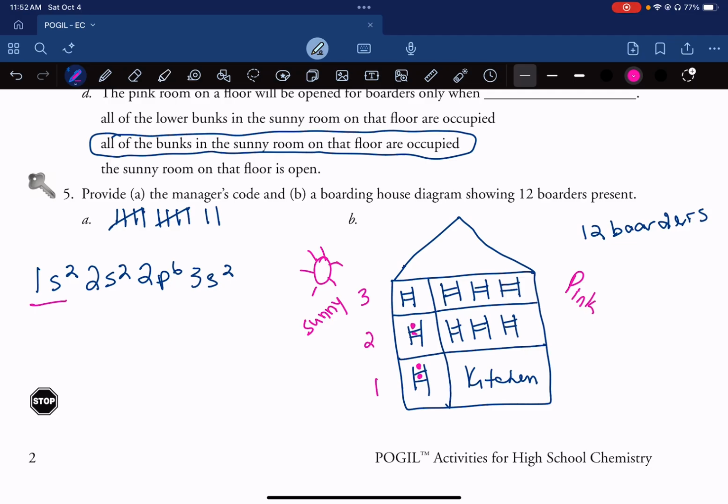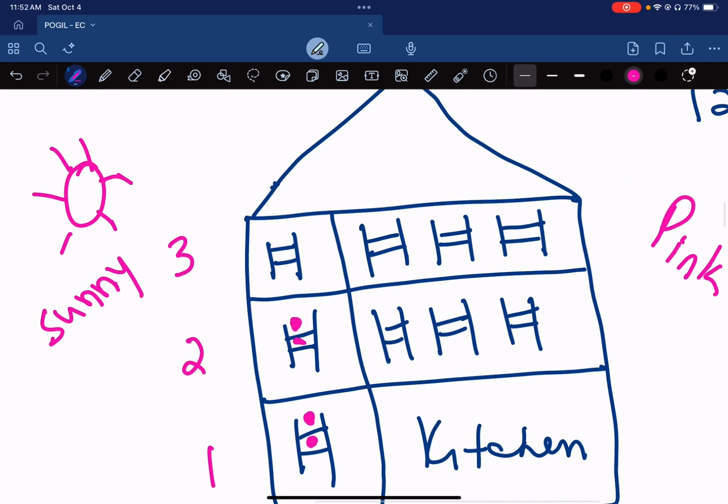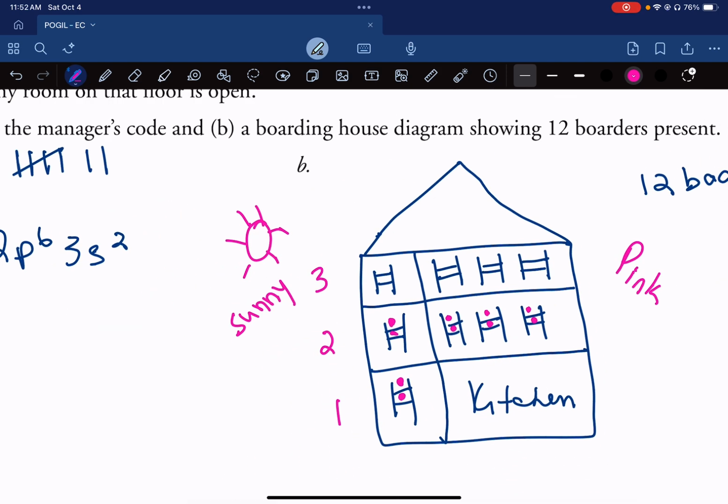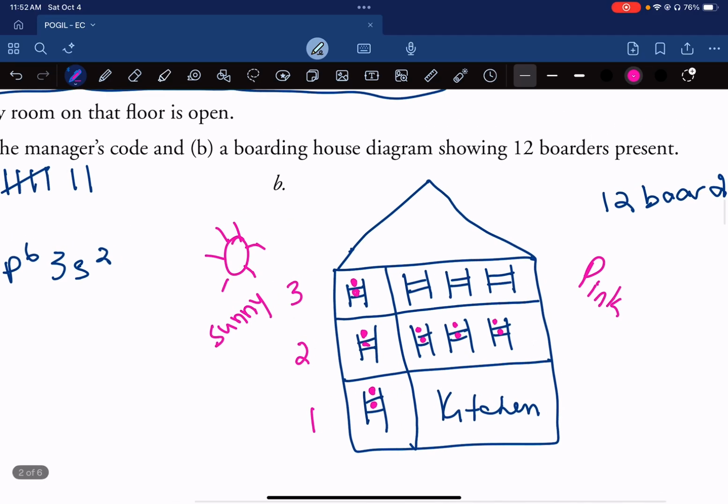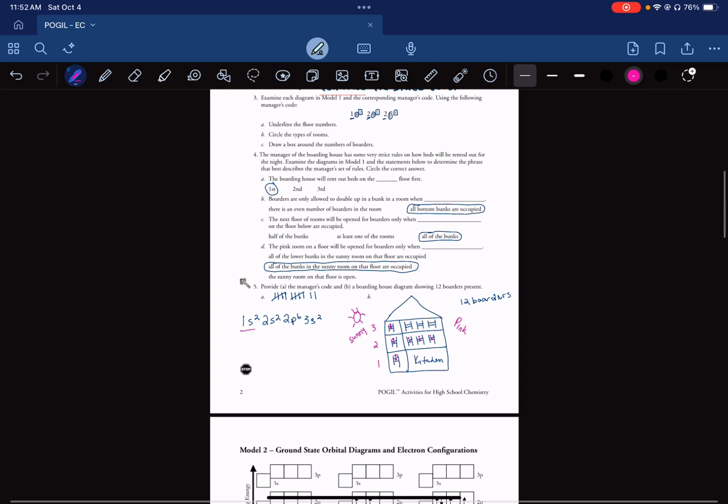That's four. Now, another rule was that we had to fill all the bottom bunks before we could fill the top bunks. So if we are filling up our boarding house according to the rules, our boarders would go in like this. One, two, three, and then four, five, six. So now I have 10. Okay. Now that my second floor is all the way full, I can go up to that third floor and put in two more. Okay, and there we have it. Our 12 boarders are in our boarding house.